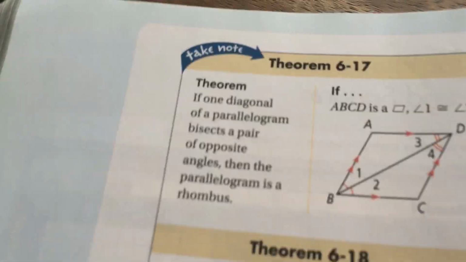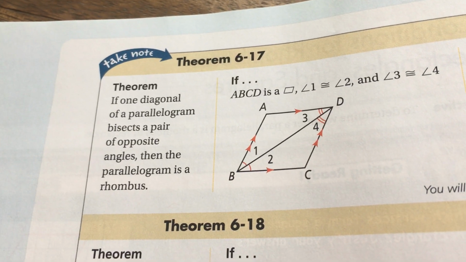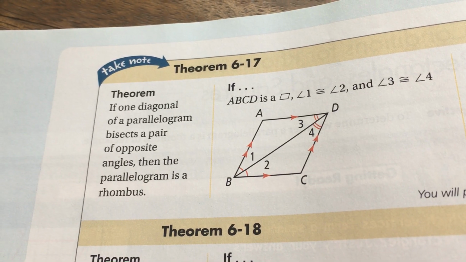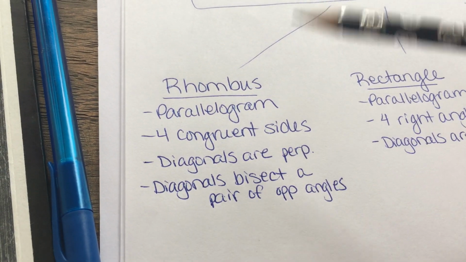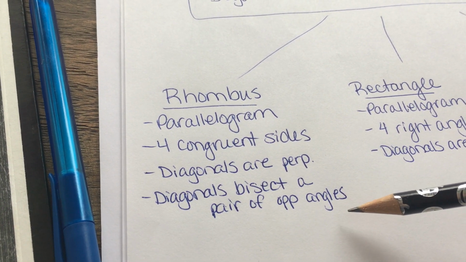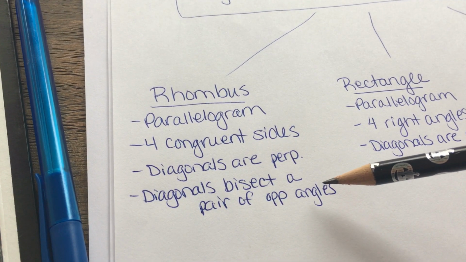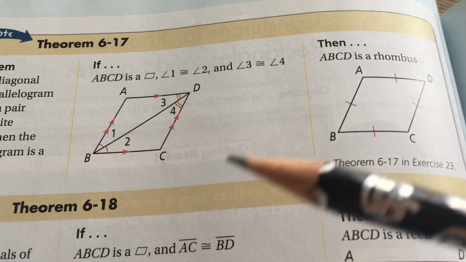Theorem 6.17: If one diagonal of a parallelogram bisects a pair of opposite angles, then the parallelogram is a rhombus. So I'm going back to this. Here's my characteristics of a rhombus. A rhombus has diagonals that bisect a pair of opposite angles. So if you have a parallelogram whose diagonals bisect a pair of opposite angles, then you know you have a rhombus. So that's all that theorem is saying.